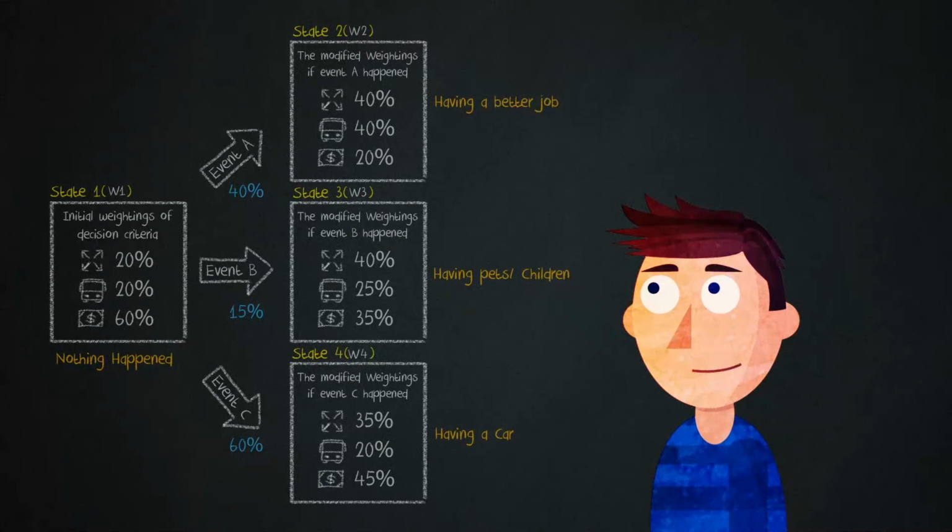You also need to estimate the likelihood that your current situation, or state 1, persists. To say it differently, you need to estimate the likelihood that none of these events happen. Let's say you see this to be not very likely, and therefore assign it a likelihood of 35% to state 1. Now, you have the weighings of the criteria in different states, and the likelihood of transitioning from state 1 to states 2, 3, and 4.